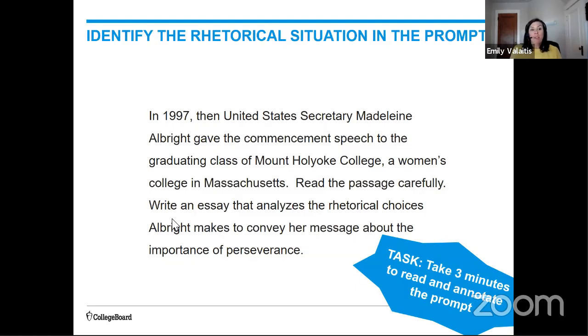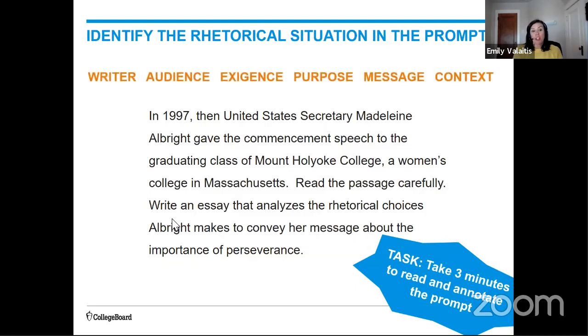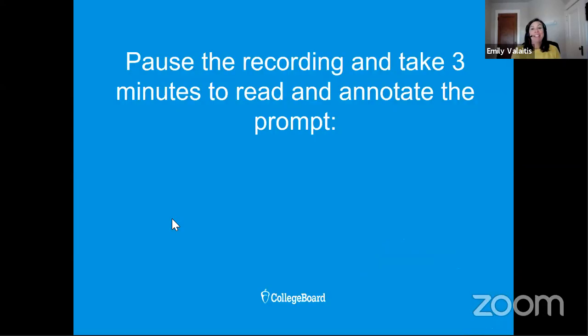So think about specifically the rhetorical situation within the prompt itself. That's what will give you that SparkNotes summary of what you're about to read. And I promise you, it'll make reading the passage itself easier, faster, and more efficient. If you take 3 minutes in the beginning to try to uncover as much as you can about the writer, audience, exigence, purpose, message, and context, then you'll be able to go into the passage that is tough with a lot more confidence.